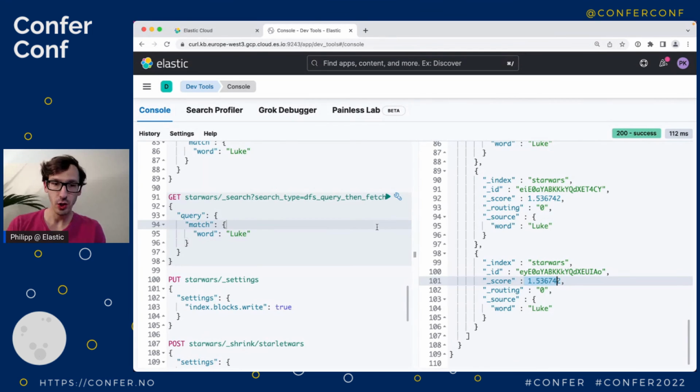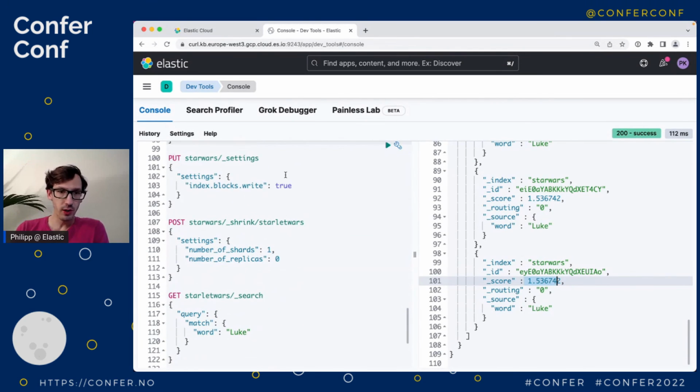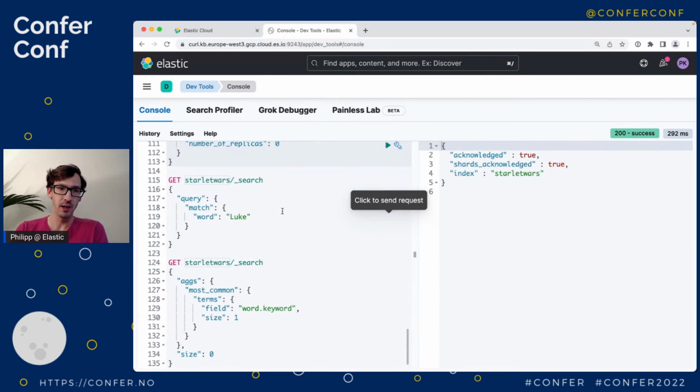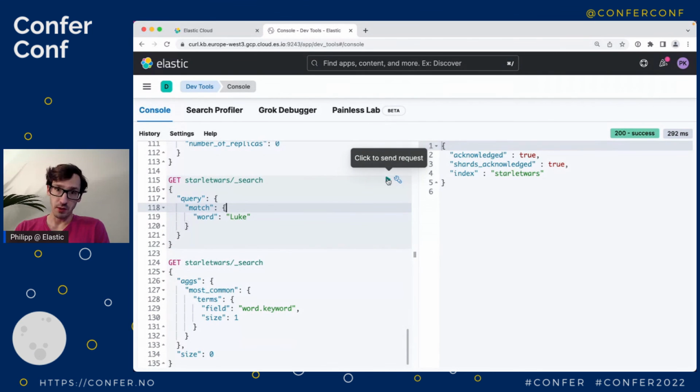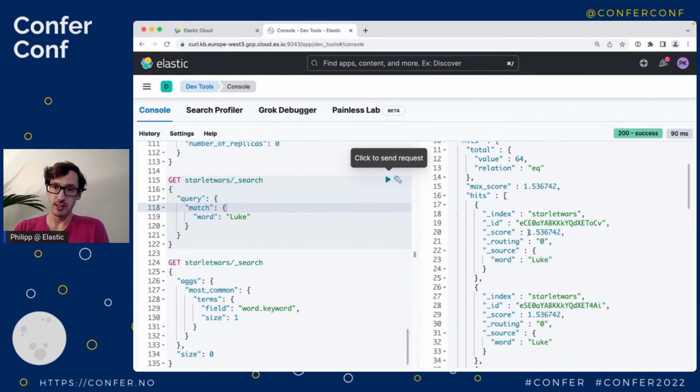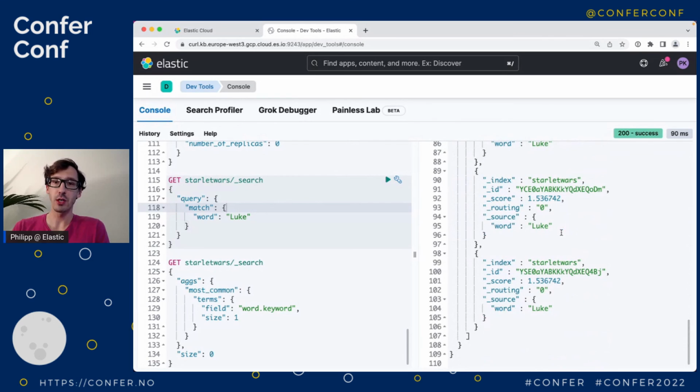And now I can actually run through these examples. What I'm doing here is I'm taking my Star Wars index, shrinking it down to a single shard so it's not distributed anymore, and storing it in the Starlet Wars, so the little Star Wars index. If I run my search aggregation without DFS, query, then fetch, this one now is actually accurate because it's a single shard. The inverse document frequency is always the same. So this one gives me exact results. It's not scalable across multiple nodes anymore.